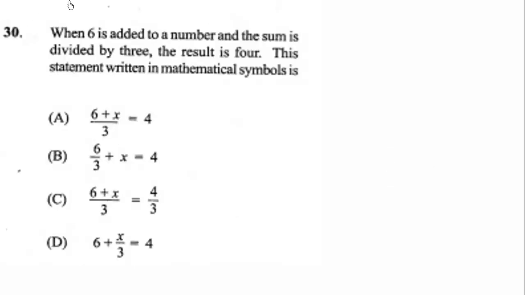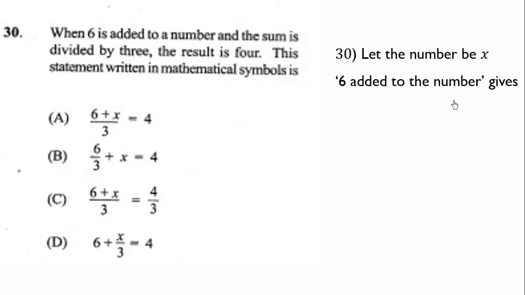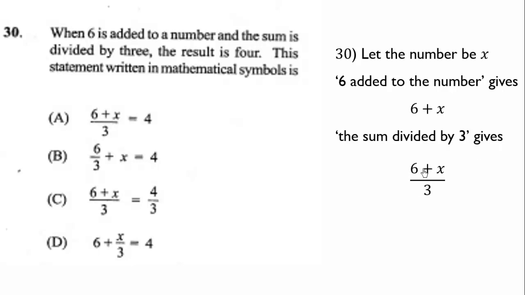Now let's look at number 30. When 6 is added to a number and the sum is divided by 3, the result is 4. This statement written in mathematical symbols is. So we know that we can represent the number with x. So let the unknown number be x. Then 6 added to the number means 6 plus x. Then also the sum divided by 3 gives us 6 plus x all over 3. So this is the sum divided by 3.